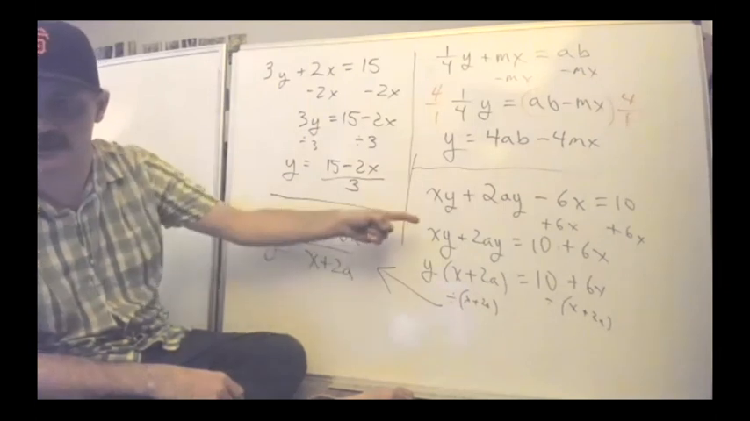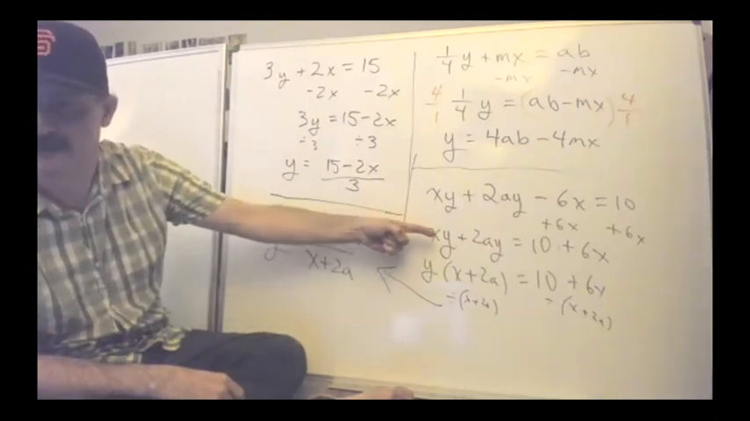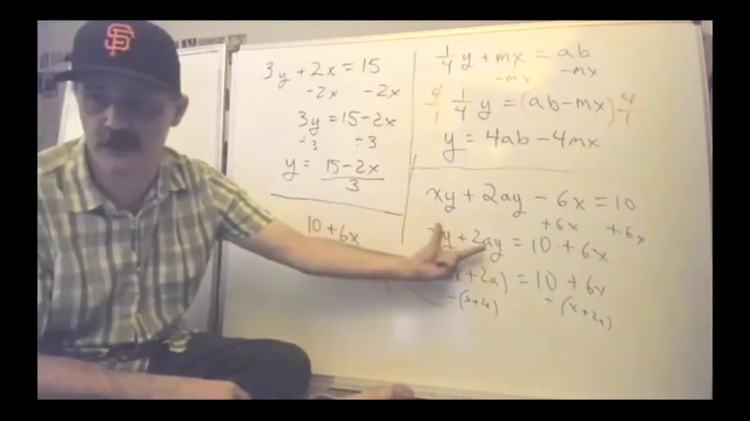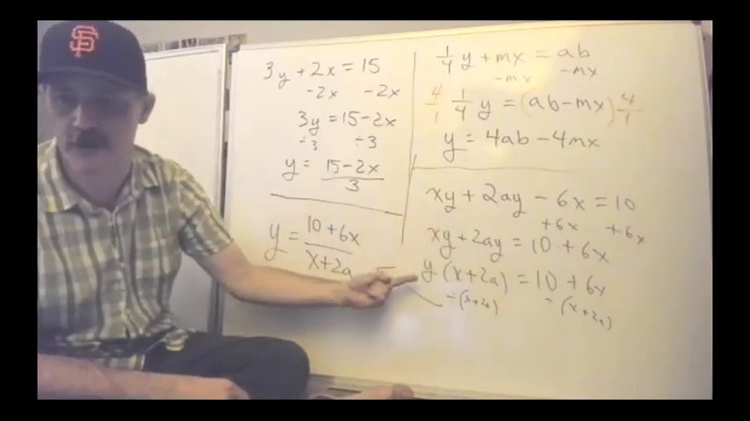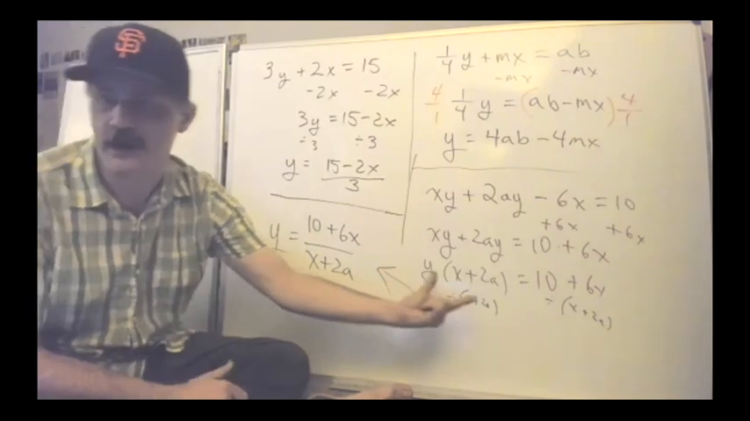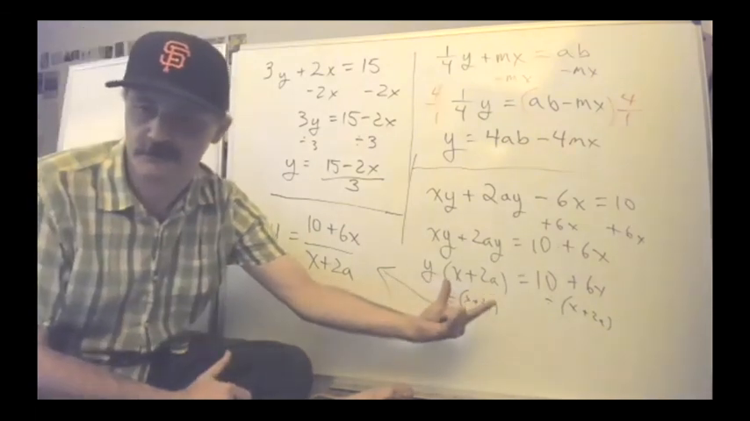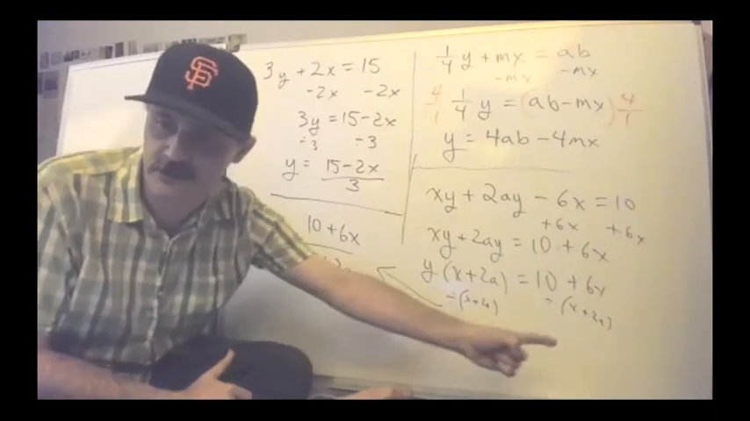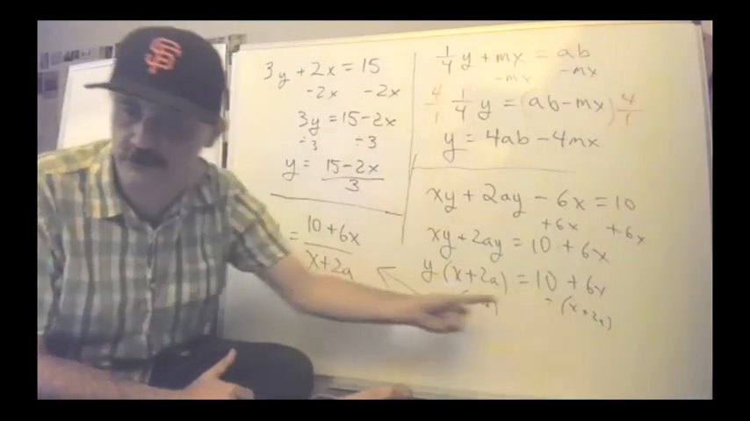All right, this is the tricky part when you get to this. So you got to turn it into y times something. Since both terms have y, you can reverse the distributive property, and now you have y times something. And that means you can divide by that something on both sides, and whatever you're dividing by is on the bottom of the fraction.